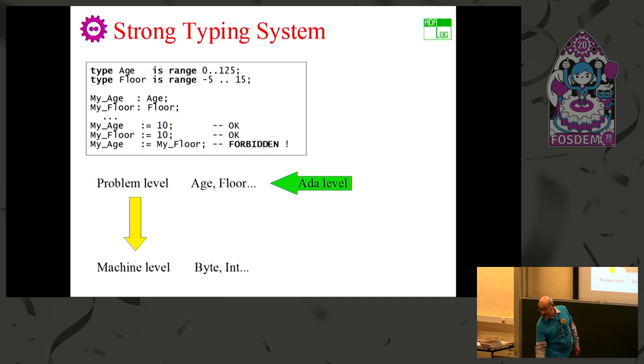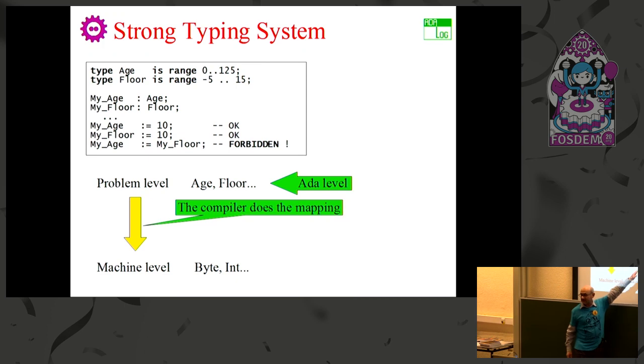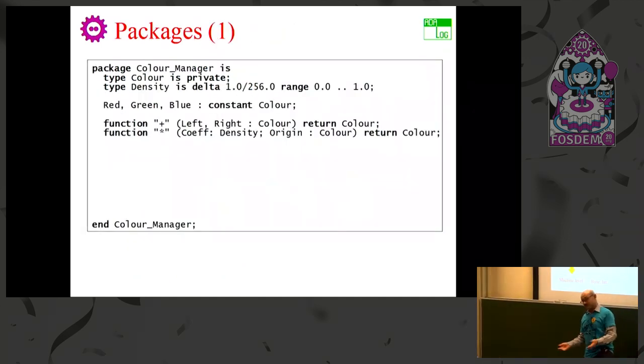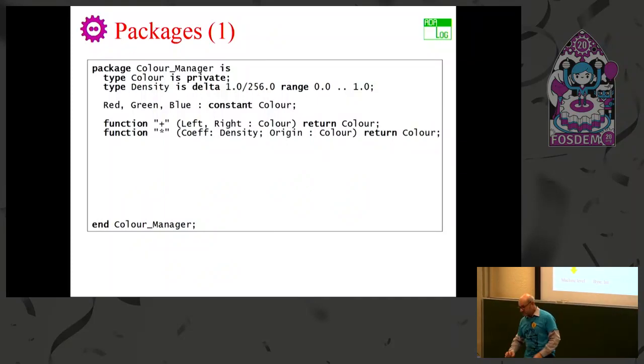The new thing with Ada is that Ada gives you access directly to that level, and therefore it's the compiler who does the mapping. It means that it relieves you from many portability problems, because that level is completely machine independent. Therefore, the compiler knows the machine, and it will always choose the appropriate representation for your types. But your types are, by nature, machine independent.